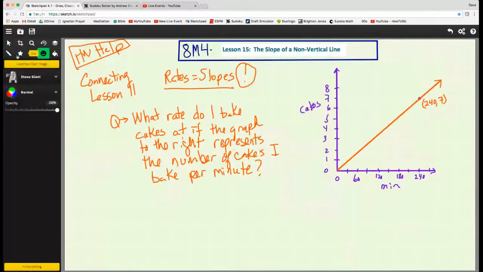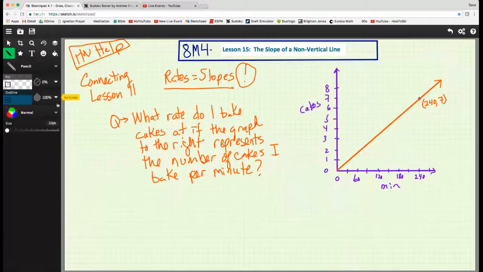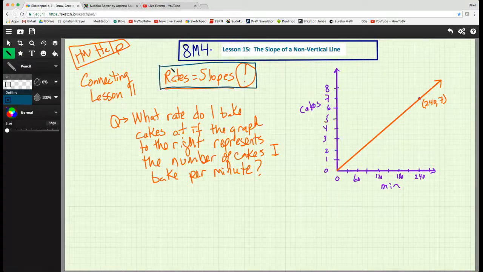So on your homework, they pull this out. Oh my goodness. They go back to lesson 11 on the homework, something you maybe didn't even do in class today. And they say that they want to connect what we've been doing today to what we did a few days ago. But this is not so bad. All you have to remember on your homework is that rates and slopes are the same thing.